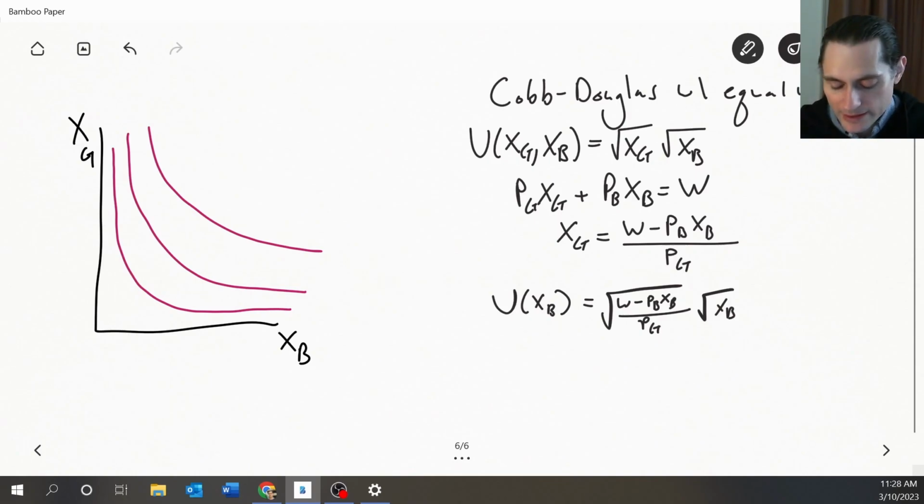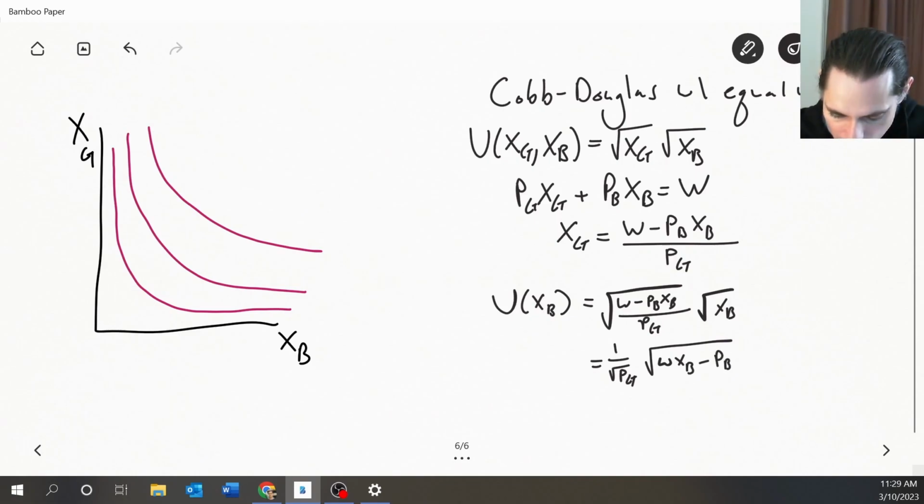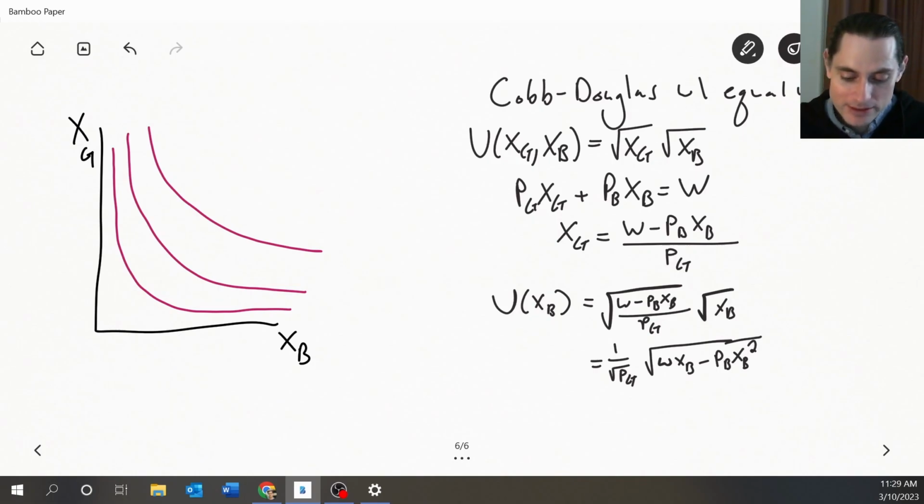So let's multiply through by the square root of xb. I'm going to take the pg out here just to make things a little neater to write. We're going to end up with the square root, the whole thing, of w times xb minus pb times xb squared. Okay, so we have to get a 1/2, right? So that's squared there. That's going to deliver us the 1/2 that we're looking for. Okay, so let's take the derivative of this thing with respect to xb and set that equal to 0. That will be a necessary condition for optimization, so for maximizing utility given the budget constraint.